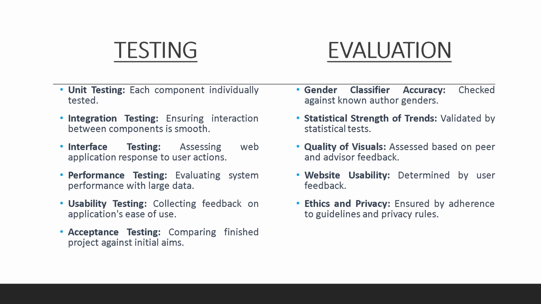Then, in terms of evaluation, various metrics will be utilized. The accuracy of the gender classifier will be checked against the known author genders. The statistical strength of the trends identified will be validated using appropriate statistical tests. The quality of the visualizations will be assessed based on peer and advisor feedback. User feedback will determine the usability of the website, and ethics and privacy compliance will be ensured by strict adherence to guidelines and privacy rules.